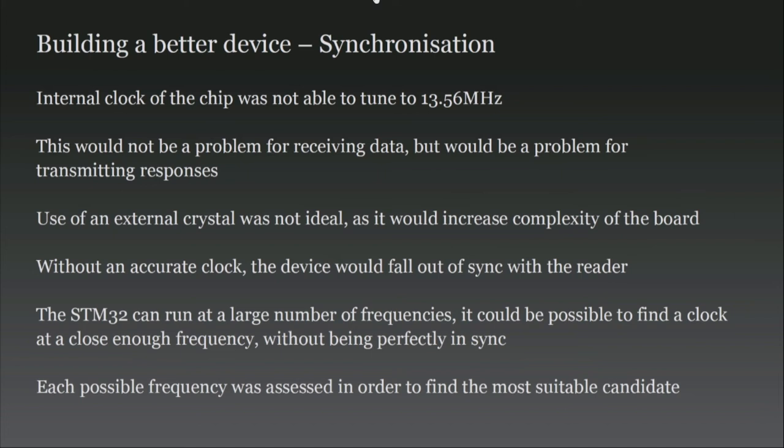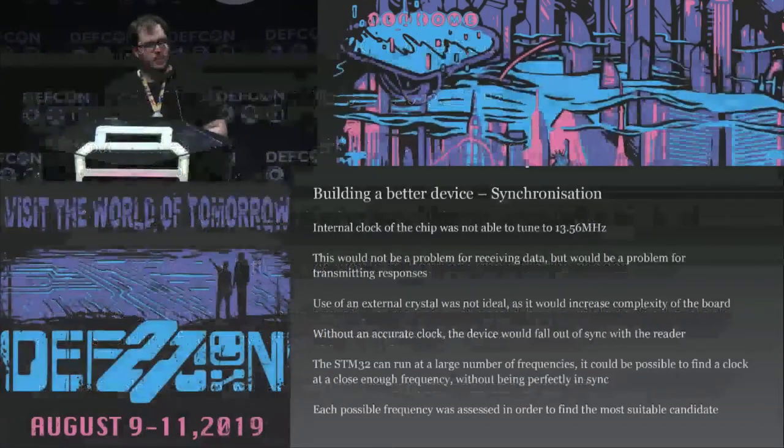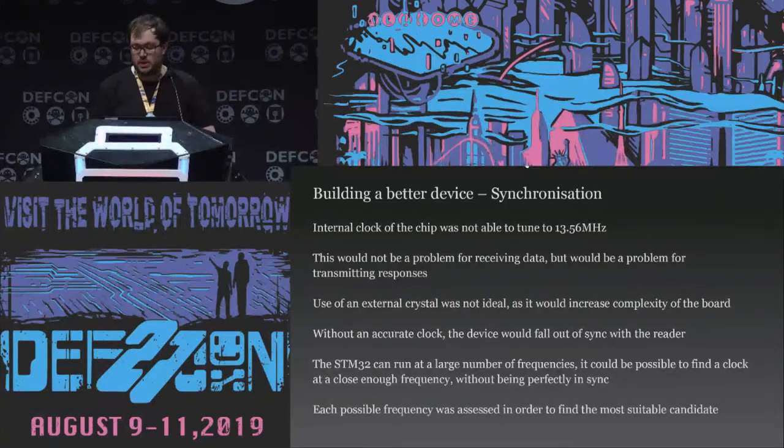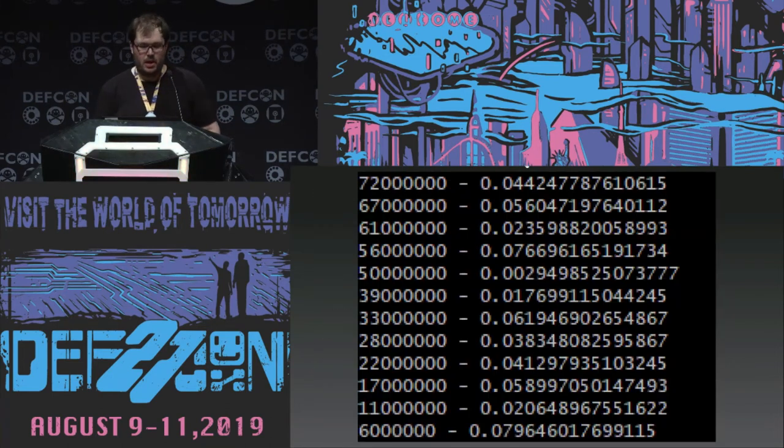Now, this was important because Mifare Classic and all other NFC in this area uses Manchester coding for the responses, which means it's inherently got this ability to keep track of the timing and the frequency that's going on, so that if you get out of sync with it, eventually it can pick it back up again. So I looked through all the possible values it can be and found that 72 megahertz was the fastest and the least problematic value I could use. So it was only going to be about 50% out of speed.